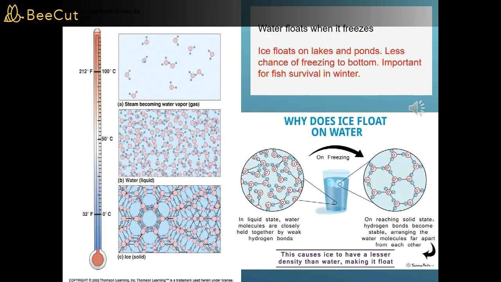Okay, in solid state, the water molecules become more stable and form a hexagonal pattern, which means the spaces between the molecules are further apart. This causes ice to have a lower density than water, making it float.